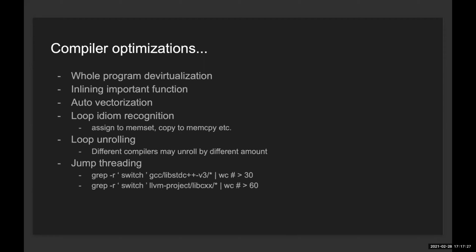The fifth one is loop unrolling. As I shared, different compilers have different default unroll factors. So just by changing the compiler, you might be getting different performance for the same code. And the last one is jump threading. This one is tricky to get, but there are opportunities for jump threading, and I can find them just by using a simple grep command.